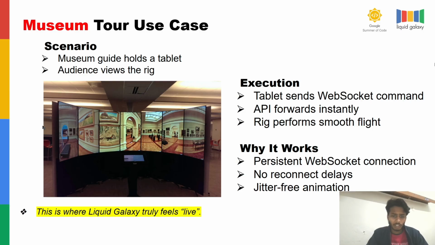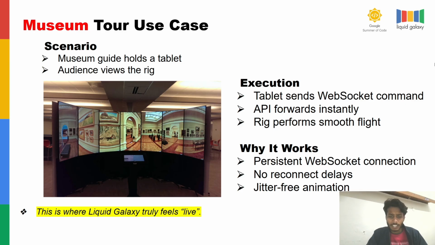Imagine a museum where the guide is standing in front of the audience holding a tablet. The audience is not looking at the tablet. They're looking at the Liquid Galaxy rig. The guide taps on a location on the tablet and that single action sends a command through a WebSocket. The API receives it and forwards it instantly, and the Liquid Galaxy rig responds right away. The camera starts moving smoothly. There's no delay or any loading. The audience feels like they are traveling through space and not watching a computer system.